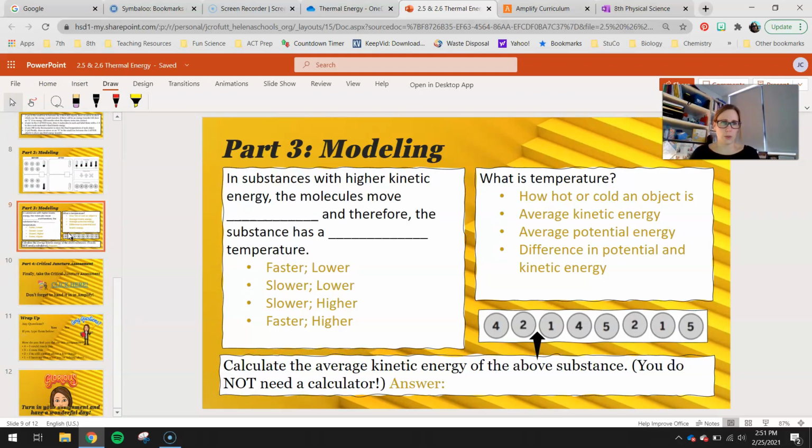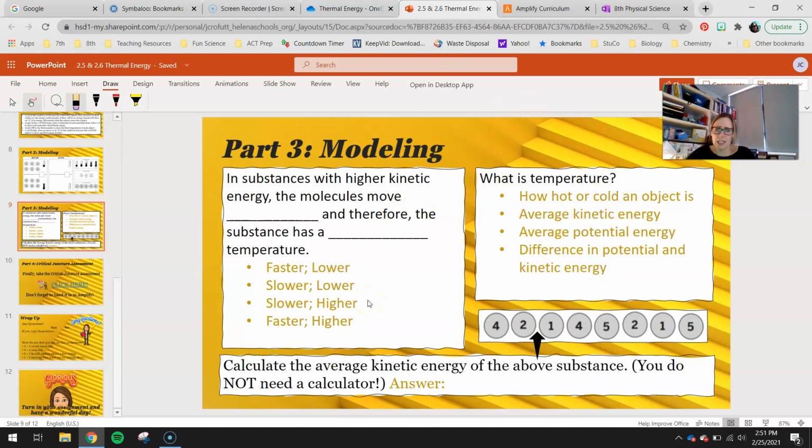And then you are going to answer these quick questions here. In substances with higher kinetic energy, the molecules move. Here are your 4 options. So the first one will be what fills in the first blank, and then the second word will be what fills in the second blank. So just multiple choice. Use your highlighter maybe to highlight which option you think best fills in those 2 blanks of this sentence. And same with this one, multiple choice, use your highlighter. What is temperature? Is it how hot or cold an object is, the average kinetic energy, average potential energy, or difference in potential and kinetic energy? So one of those options is correct. So highlight or circle which one is the correct answer, answering what is temperature.